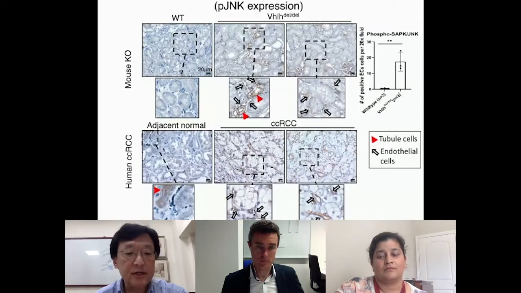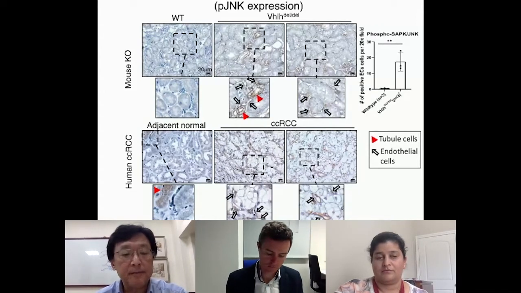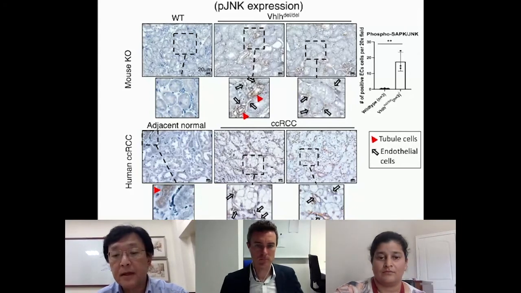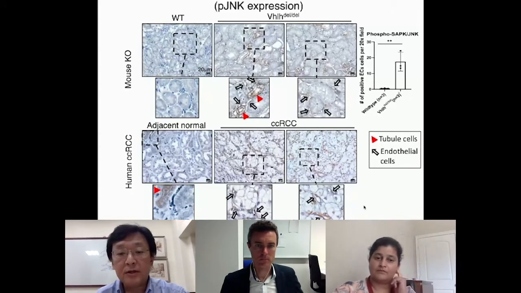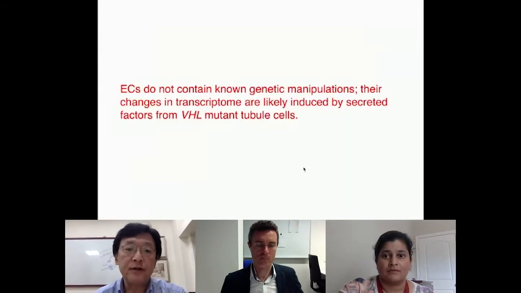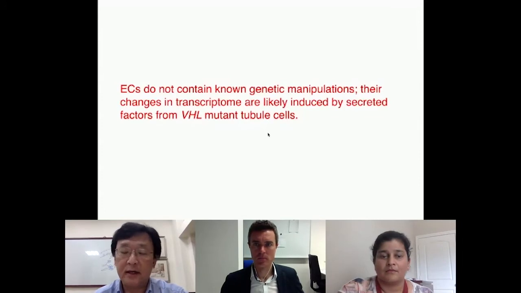This is adjacent normal tissue with some inflammation. You can see the phospho-JNK expression in these abnormal tubules. This is almost like nascent clear cells. But in the cancer tissue, CCRCC, you see the phospho-JNK expression exclusively in these blood vessels. This is peculiar because the knockout happens in the epithelial cells, not in the endothelium. So there must be some kind of secreted factors produced by the VHL mutant cells that are influencing these endothelial cells.